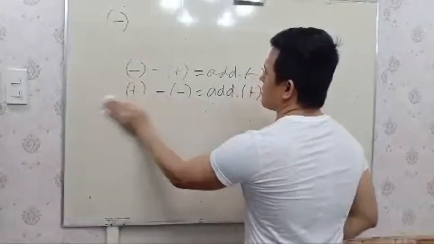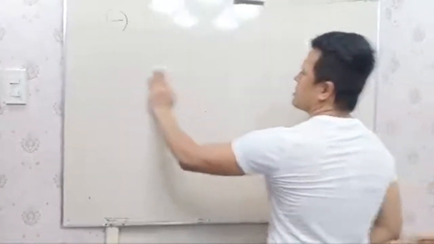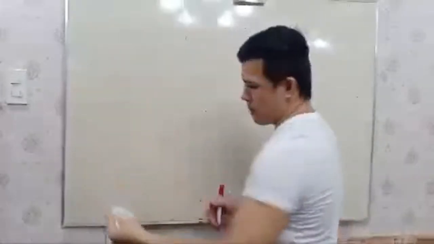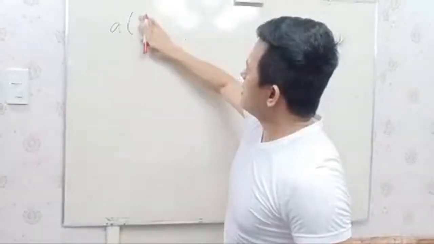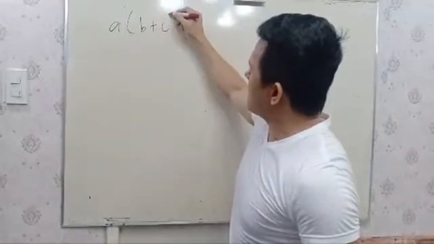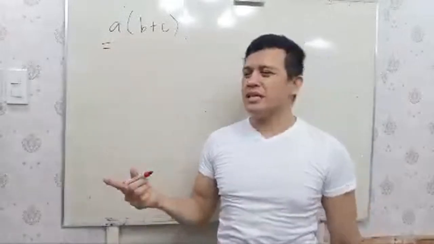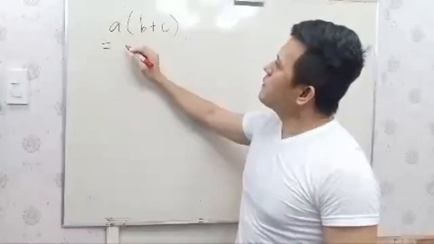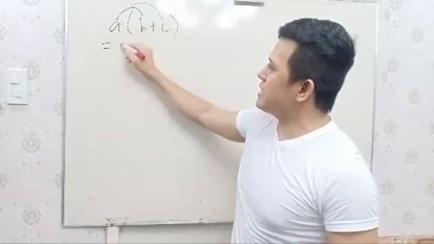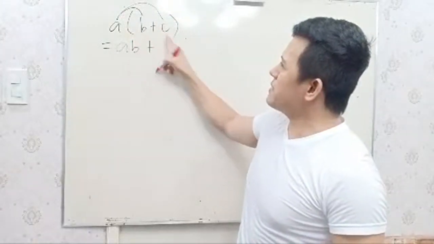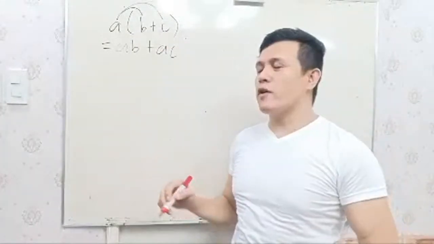Meron tayo dun sa factoring. Okay? First thing, like A times (B plus C). Okay? This one is a distributive property. So, anong gagawin natin dyan? Multiply nyo lang siya, distribute nyo lang. Okay? So, A times B, that is AB, plus A times C, that is AC.